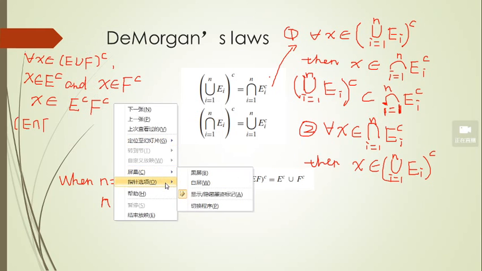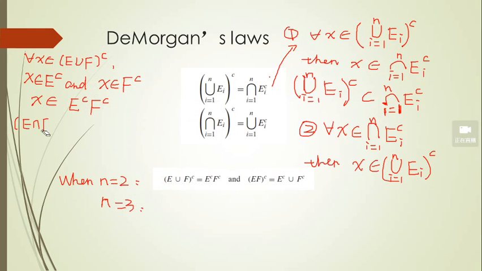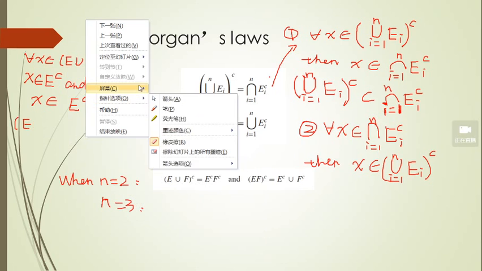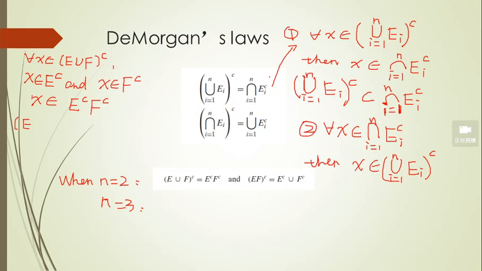Let me finish here. Okay, then we can take the break. So here, the left side, E union F's complement, will be a subset of the right part.